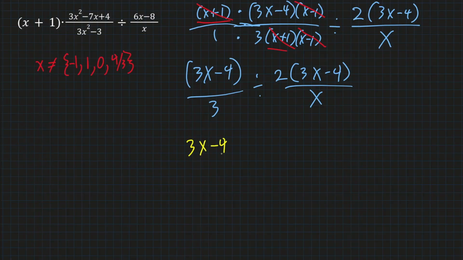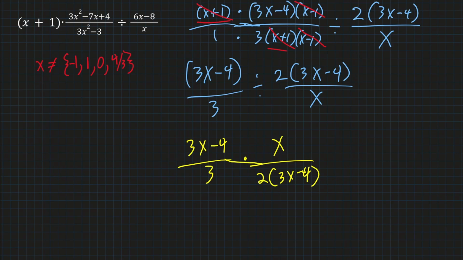Keep the 3x minus 4 over 3, change the division into multiplication, and flip this into x over 2 times 3x minus 4. Now, from here, when we multiply these together, it will be everything in the numerator times everything in the numerator, everything in the denominator times everything in the denominator. So we can once again start canceling out factors, because I have a 3x minus 4 in the numerator, I have a 3x minus 4 in the denominator. So I can cancel both of those out.